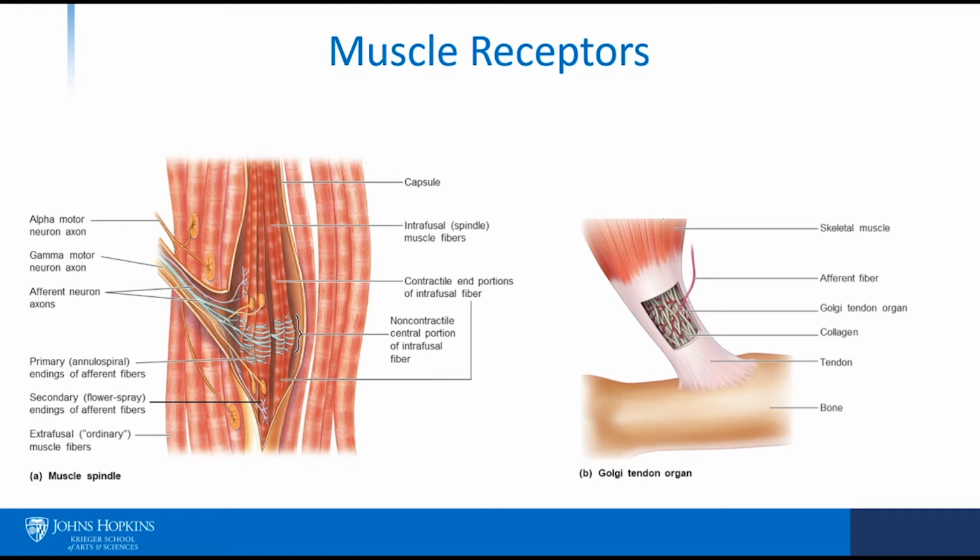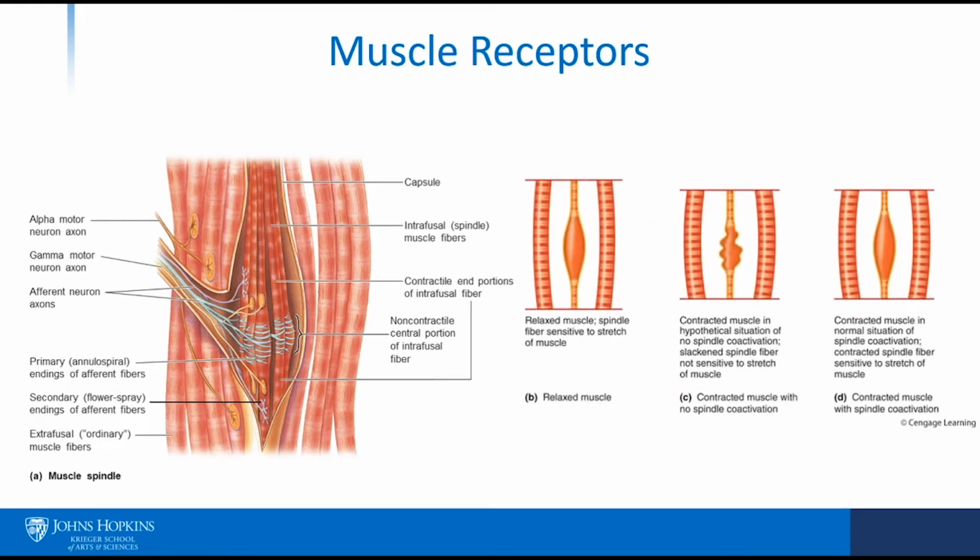A muscle spindle consists of a collection of specialized intrafusal fibers that lie within a connective tissue capsule parallel to the ordinary extrafusal skeletal muscle fibers. The muscle spindle is innervated by its own gamma motor neuron and is supplied by two types of afferent sensory terminals: the primary, annulospiral endings, and the secondary, flower spray endings, both of which are activated by stretch.